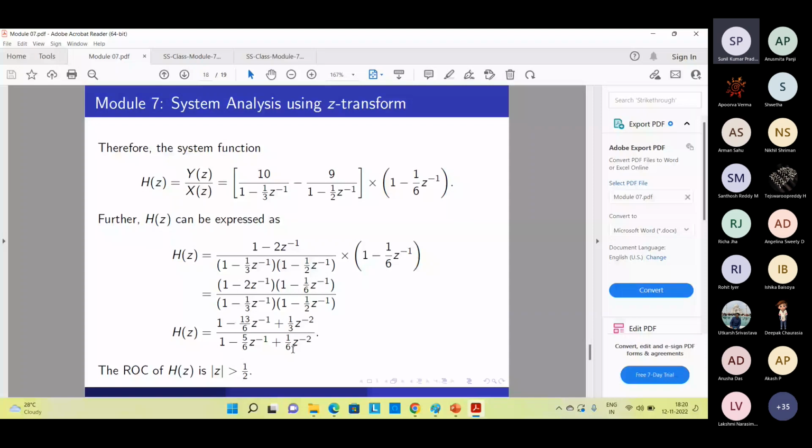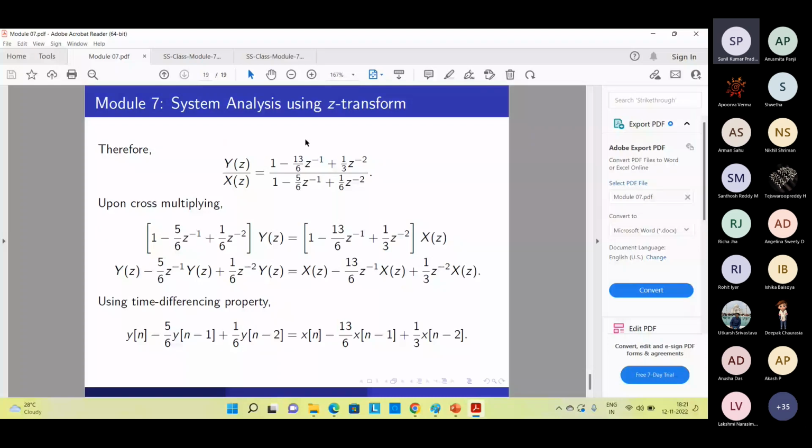So what is your region of convergence then? Your region of convergence of H(z) will be mod z greater than 2. If you take the ratio of Y(z) and X(z), then it will become like this. And if you take cross multiplication, then we can find this expression. And using the time differentiation property, you can find it in this way.